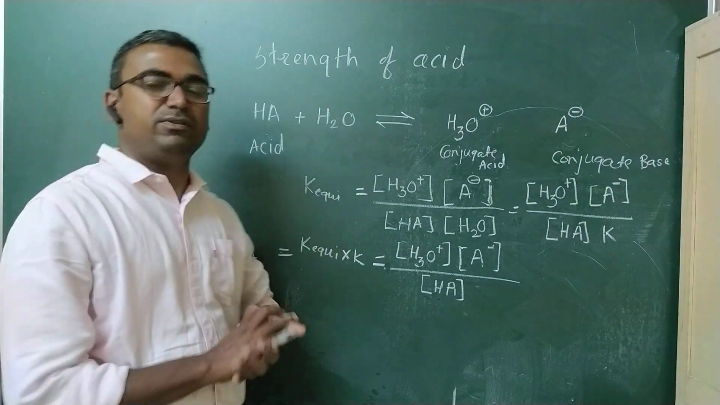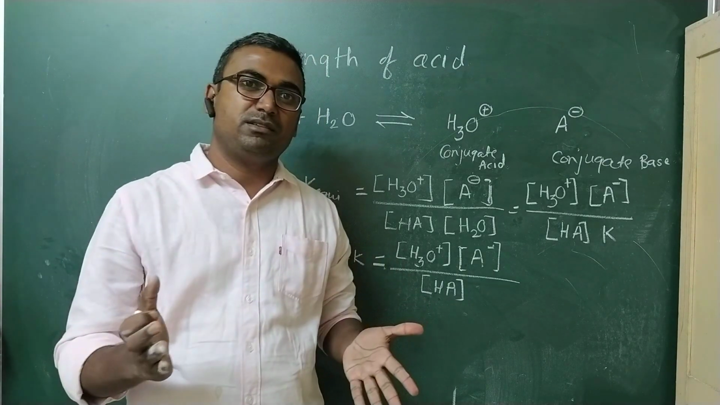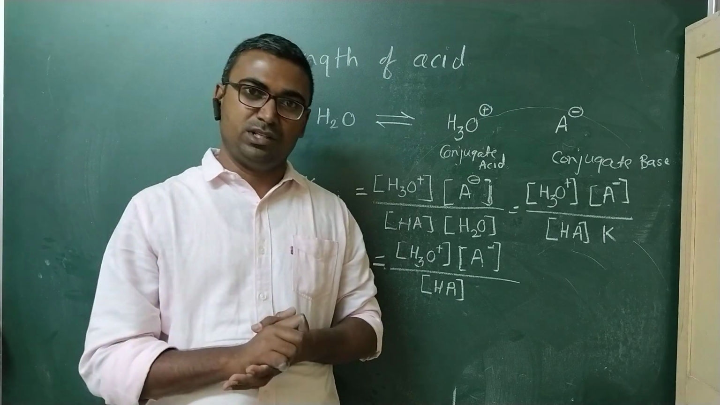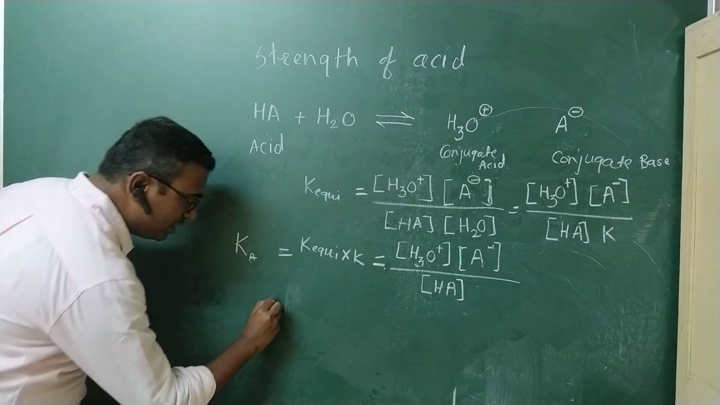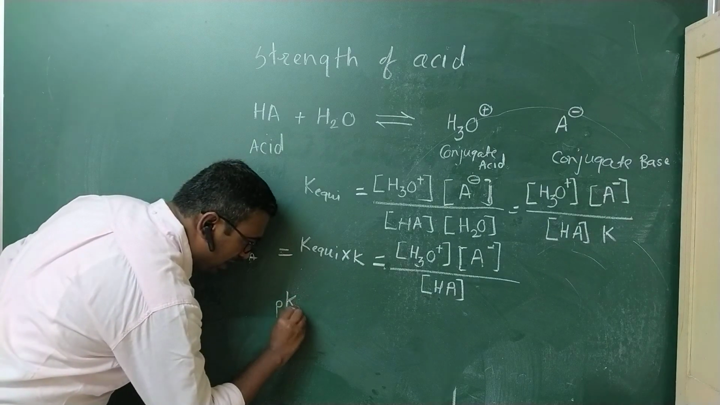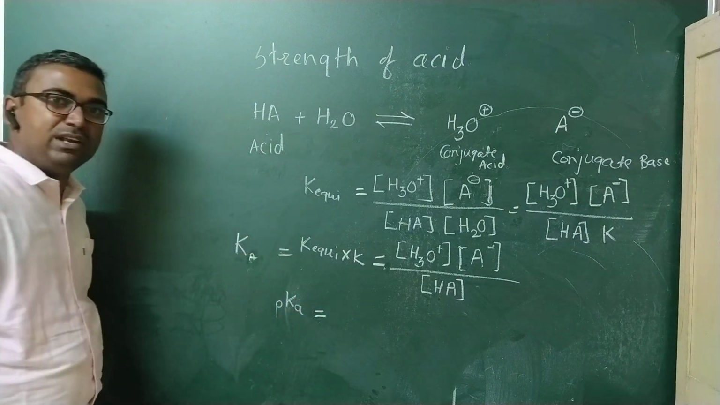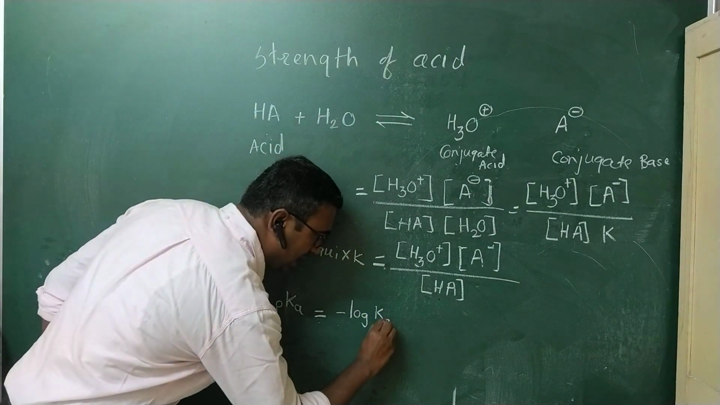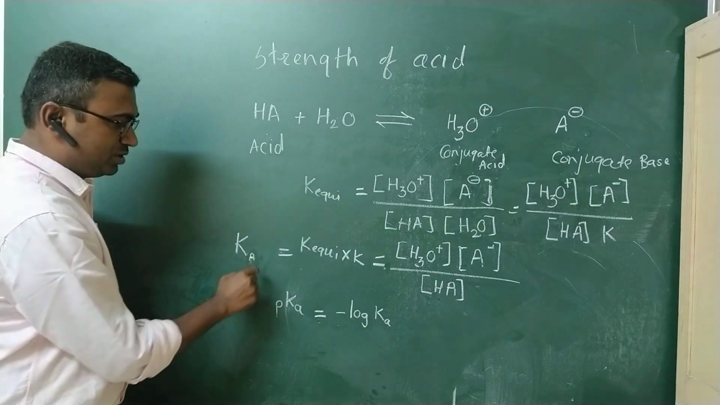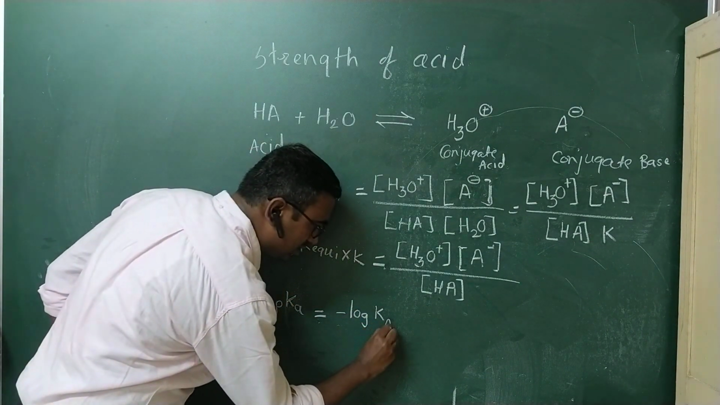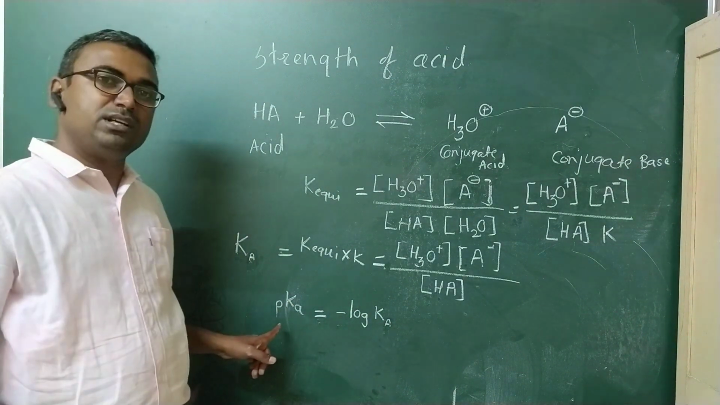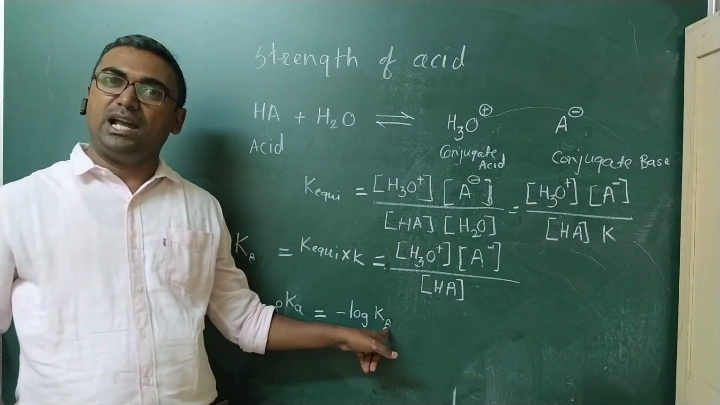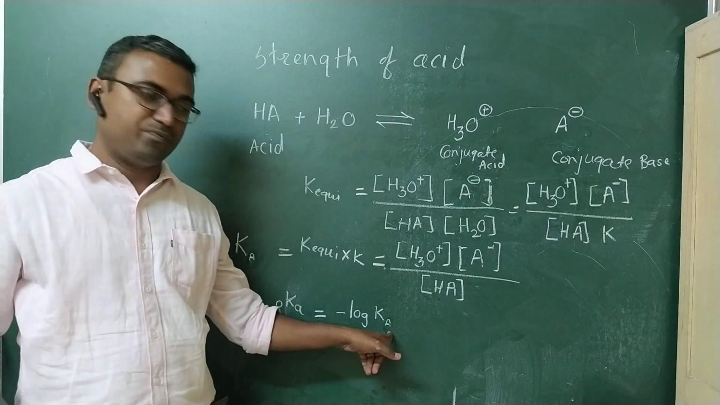As we have seen in 12th standard, what is pH? pH is nothing but the negative logarithm of the hydrogen ion concentration. Likewise, we can take the pKa value. The pKa value is also the negative logarithm of the dissociation constant of acid, that is, the negative logarithm of Ka.